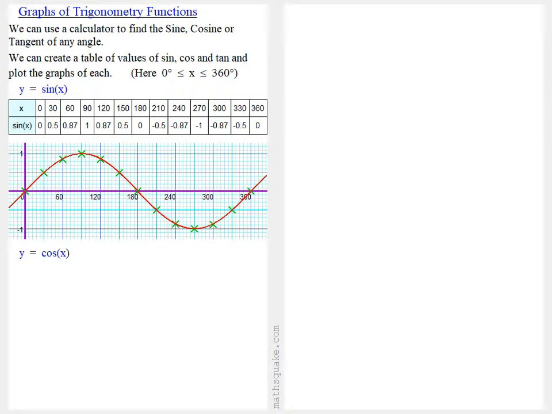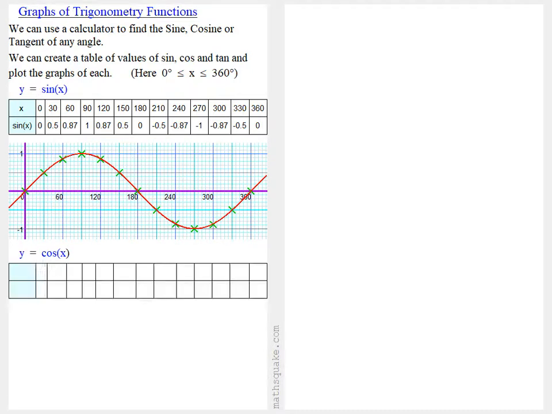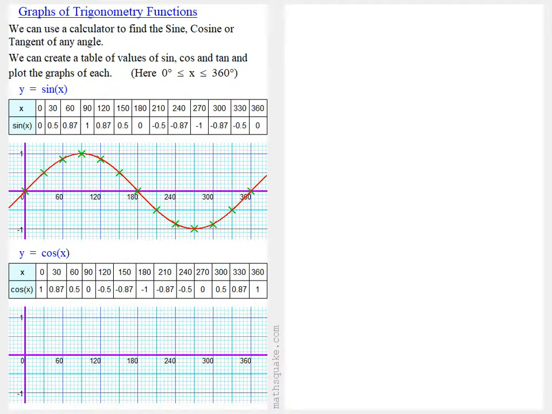Similarly, if we draw the graph of y equals cos x, we can draw a table, choose values of x from 0 to 360 in steps of 30, and then fill in the values of cos x. And they are 1, 0.87, 0.5, 0, minus 0.5, minus 0.87, minus 1, minus 0.87, minus 0.5, 0, 0.5, 0.87, and 1. We can plot those points on a grid, and join with a smooth curve. Again, we have a wave function.